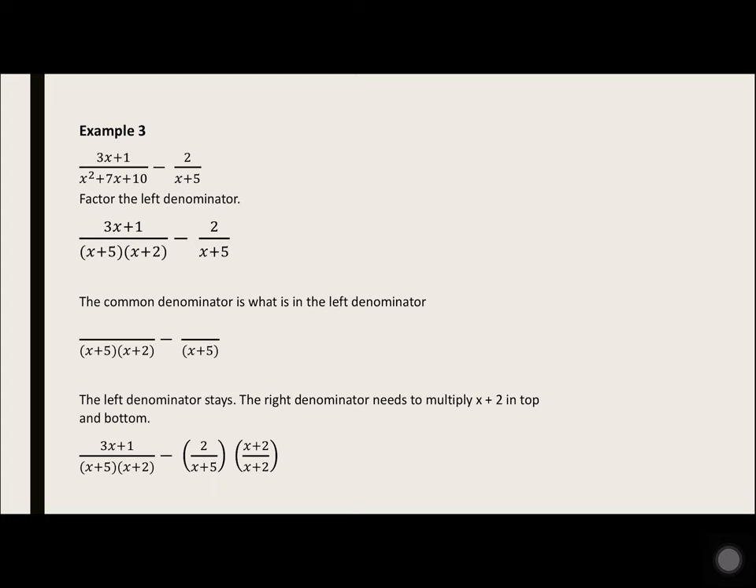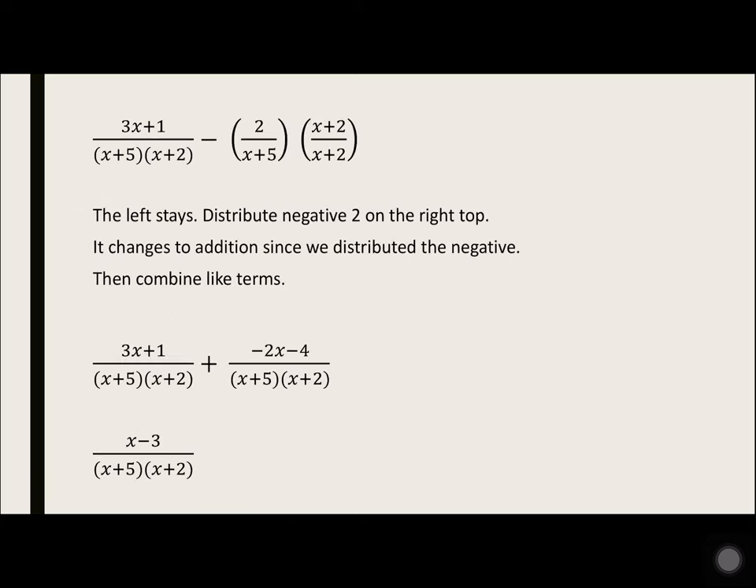Okay, the left denominator stays the same. The right denominator only had x plus 5. So what does it need to get in order to be the same? You need to multiply an x plus 2 to the top and bottom so that they both have x plus 5 times x plus 2. The original one only had x plus 5. So multiply x plus 2 on that right side. So I just rewrote that.